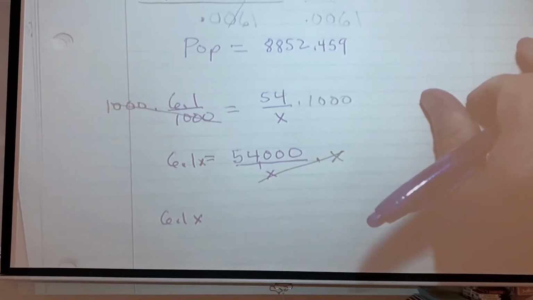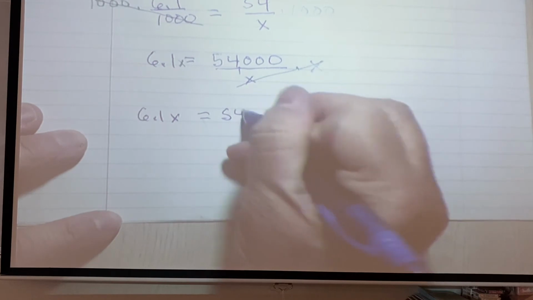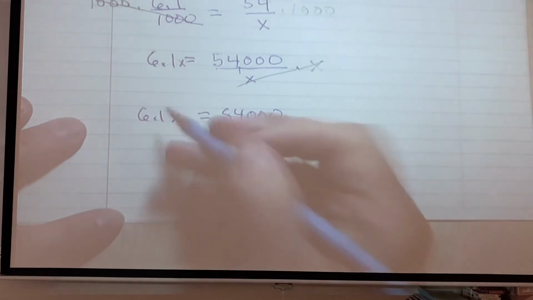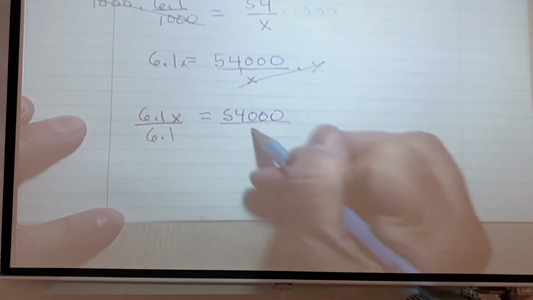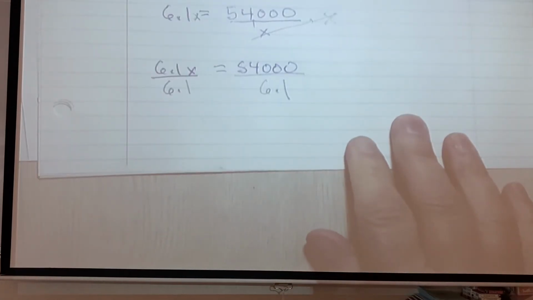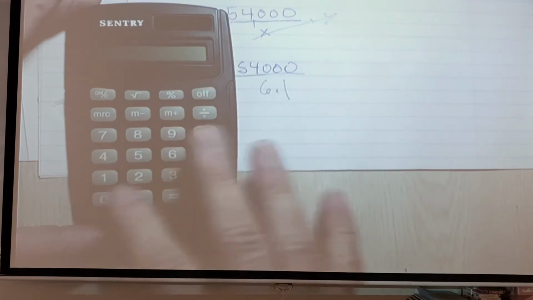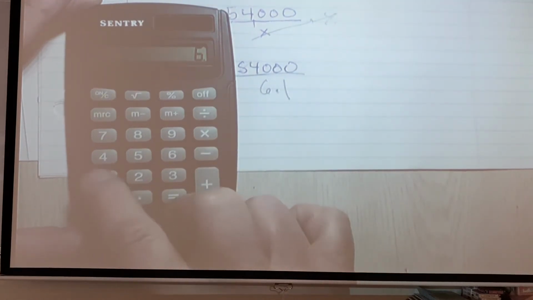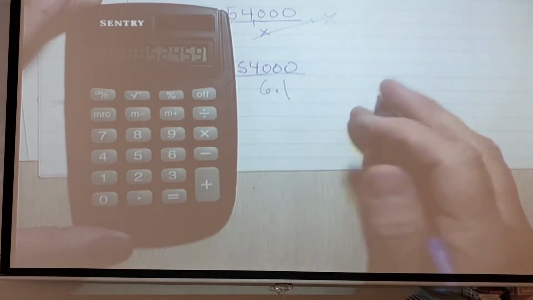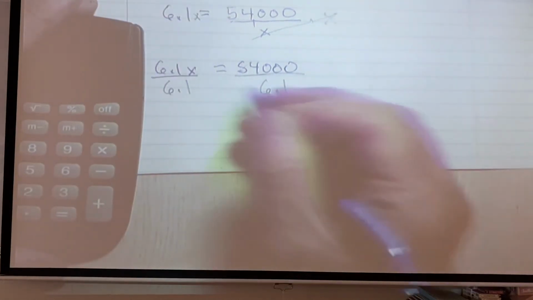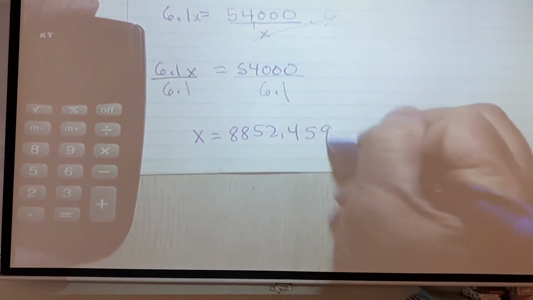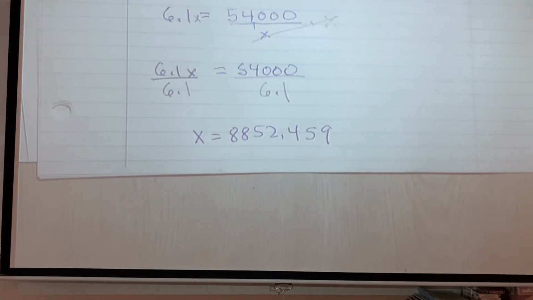Then don't you have to divide it? Oh yeah, and then I'm gonna divide it by 6.1. Let's just make sure we get the same answer. 54,000 divided by 6.1. Look, I got the same thing, 8,852. Finally, that was so complicated for no reason. Well, actually, that's a lie, because I didn't know how to do it.